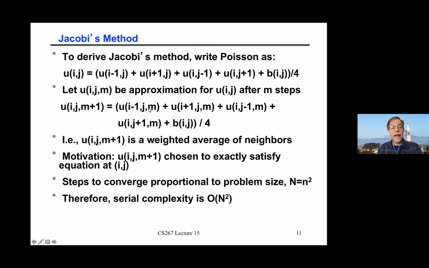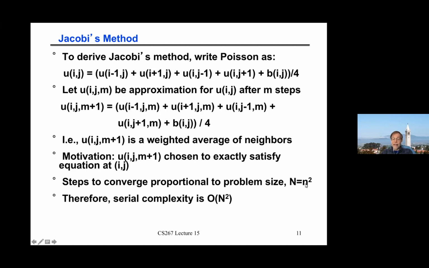So this says, if at the mth iteration, I take this simple weighted sum of all my 4 neighbors, where i minus 1, j is my neighbor to my left, i plus 1, j is my neighbor to my right, and so forth above and below, and there's the right-hand side, and divide by 4. And if you do the mathematics, which we're not going to do here, the number of steps that it takes to converge is proportional to the problem size.